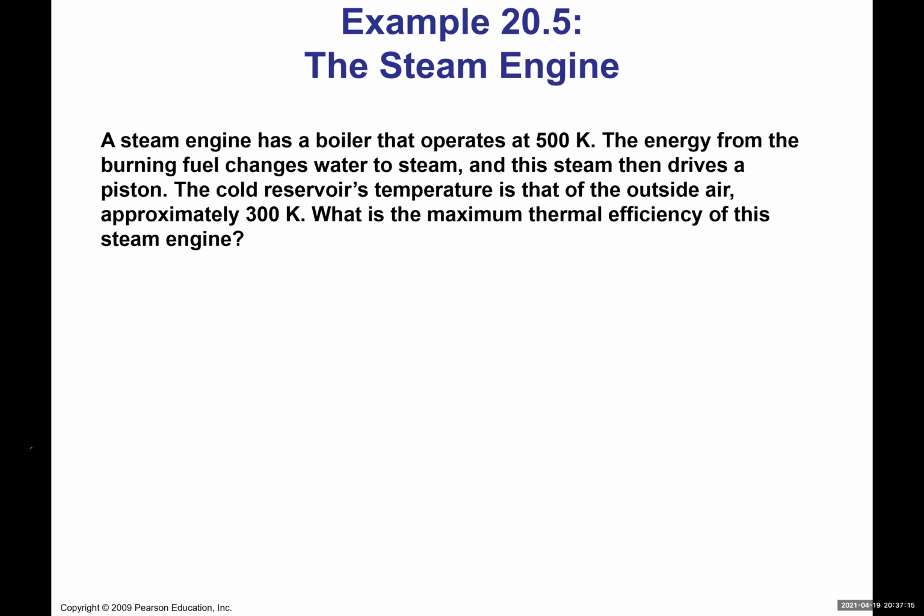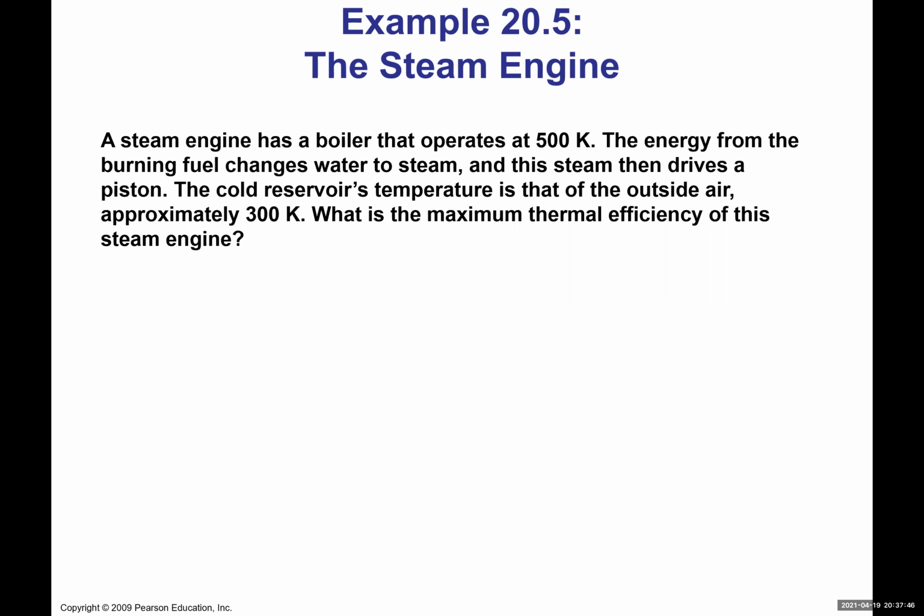All right, so here's one more example. Let's look at the steam engine. You have a steam engine that has a boiler that operates at 500 Kelvin. The energy from the burning fuel changes water to steam, as we looked at earlier, and the steam then drives a piston. The cold reservoir temperature is that of the outside air, approximately 300 Kelvin. What is the maximum thermal efficiency of this steam engine?